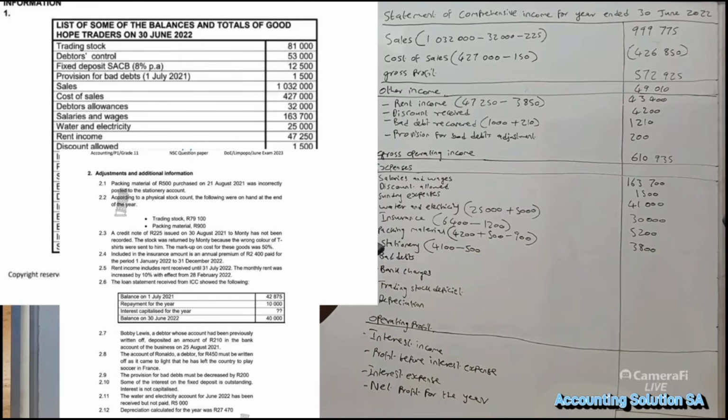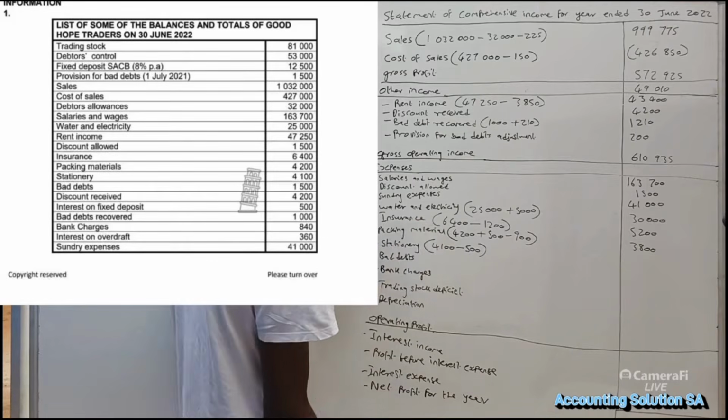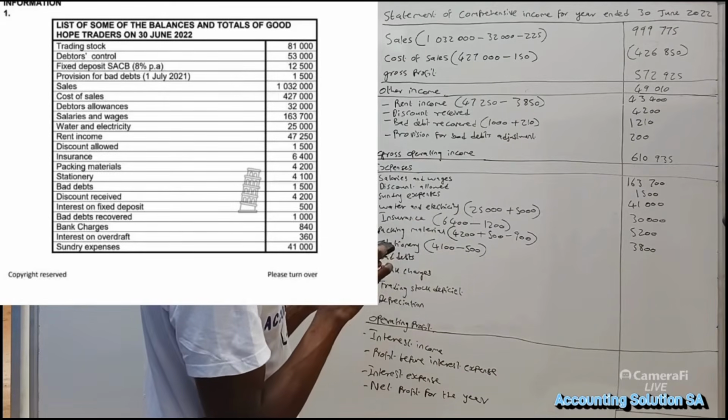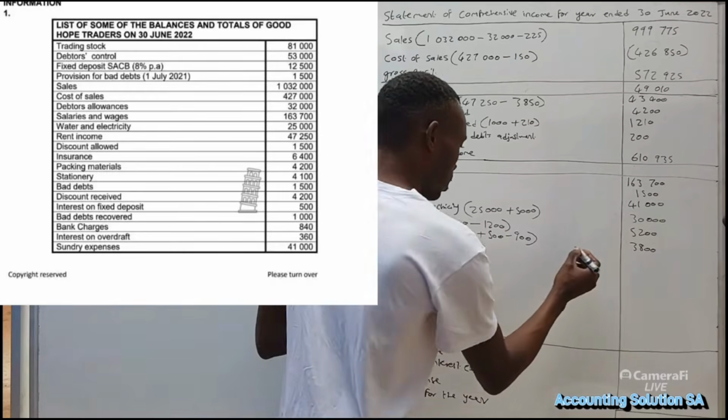After that, we will be done with the stationery account. We just subtract here. The reason is because this amount doesn't belong to stationery, but it belongs to packing material. Okay, then it's going to give us 3,600.